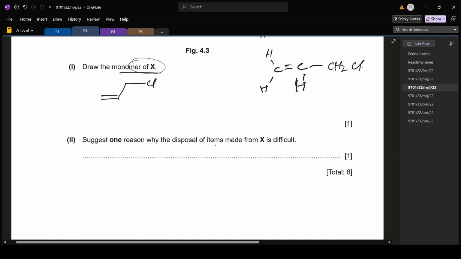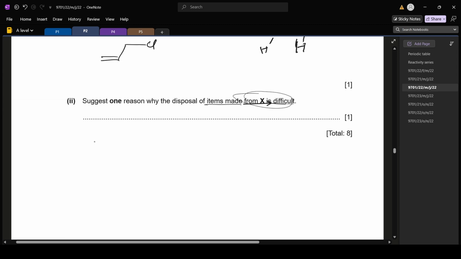Suggest one reason why disposal of items made from X is difficult. Because polymers made from double bonds are difficult to hydrolyze, and they are non-biodegradable.